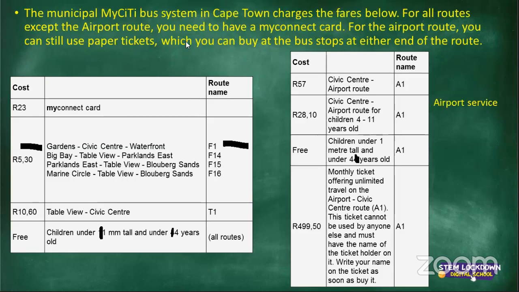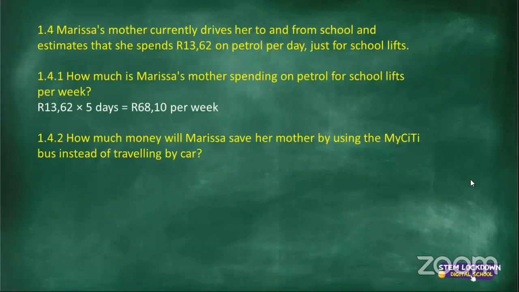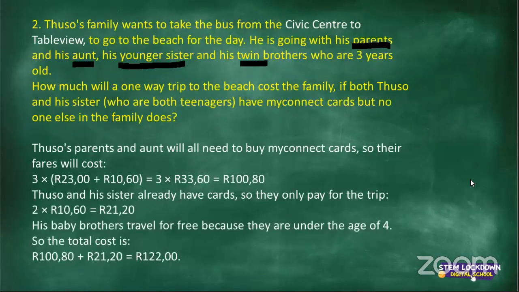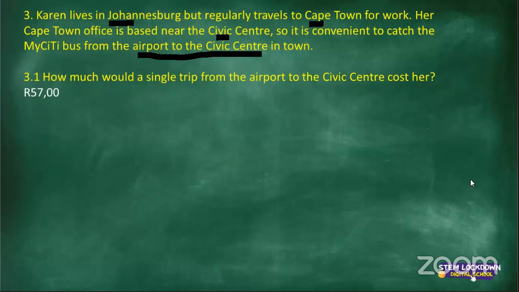There, that's the slide. Airport to Civic Centre, this is the route. It's route A1. So it means it costs how much? It's 57 rands to move from Civic Centre to airport, or from airport to Civic Centre. You know it's vice versa, right? We are given these routes as vice versa. So it's going to be 57 rands. Okay, we found it costs her 57 rands. Thank you so much, everyone.